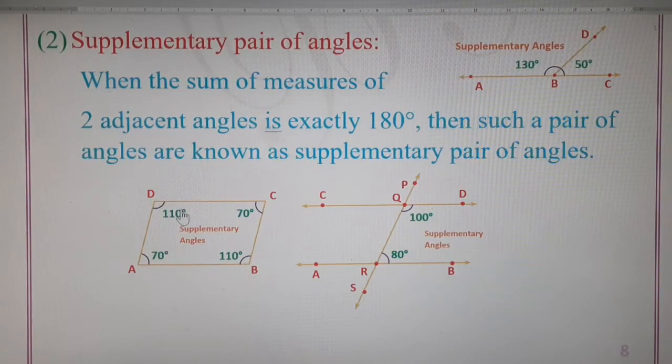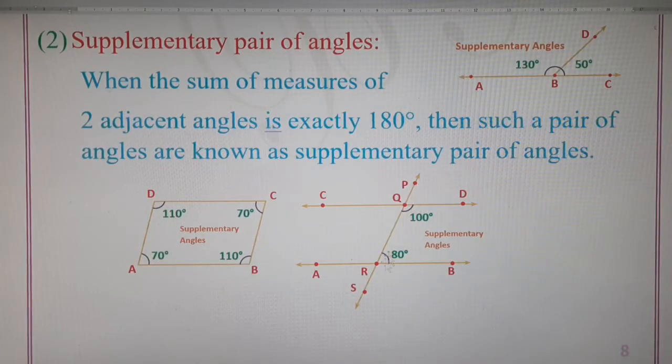So we have to remember two properties in a parallelogram, that neighboring angles are supplementary pair of angles, and opposite angles are of equal measure. Angle A and angle C are opposite angles, and they will have the same measure, 70 degree. Similarly, angle B and angle D will be opposite angles, and they will have the same measure, that will be 110 degree. Similarly, neighboring angles will be supplementary pair, and we have to remember in a supplementary pair of angles, the sum of measures of two neighboring angles or adjacent angles will be exactly 180 degree.